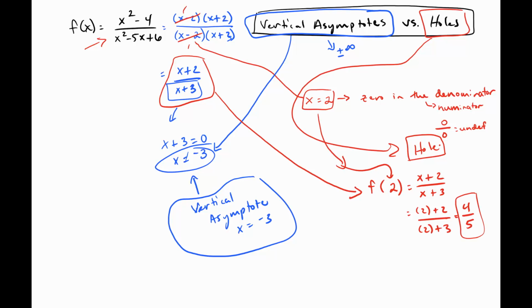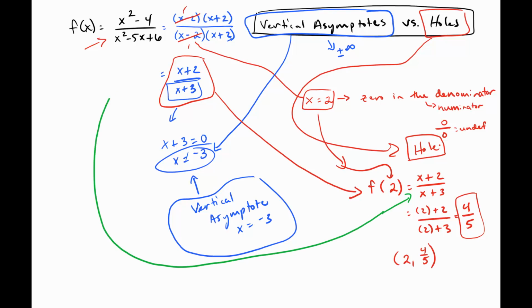So now we know that we have a hole at 2, 2/4. The last thing I want to mention is, if you notice, I used the simplified function here. Well, that clearly makes sense because if I plugged it into my original function, I would get that 0/0 relationship, which is of course what I was trying to avoid in the first place.